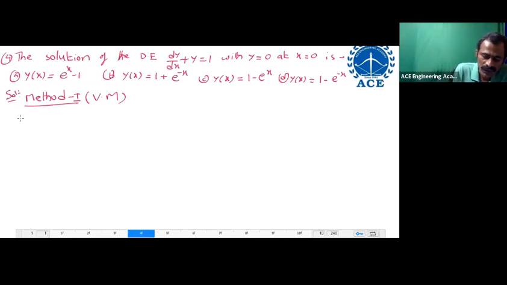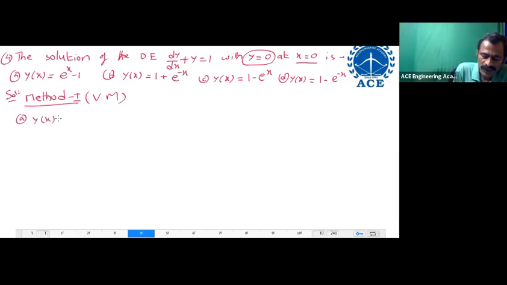Now we start with the first option, option A. What is the condition here? y equal to 0 at x equal to 0. In every option, we substitute x equal to 0, and we check whether any one option gives y equal to 0 or not.